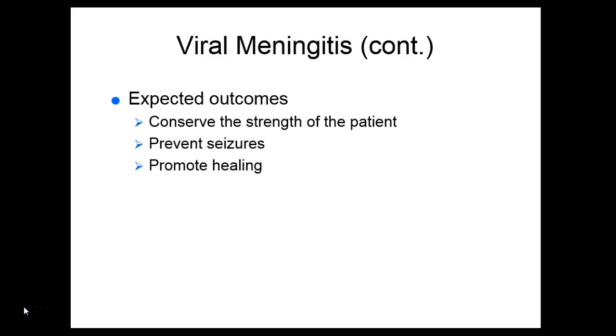The expected outcomes for patients who have meningitis would be to conserve the patient's strength, prevent seizures, and promote healing. We would use standard precautions and droplet precautions to prevent the spread of the infection. The patient's room should be dimly lit and quiet to decrease stimulation, because stimulation and more input will activate nerve impulses and cause the patient more discomfort.